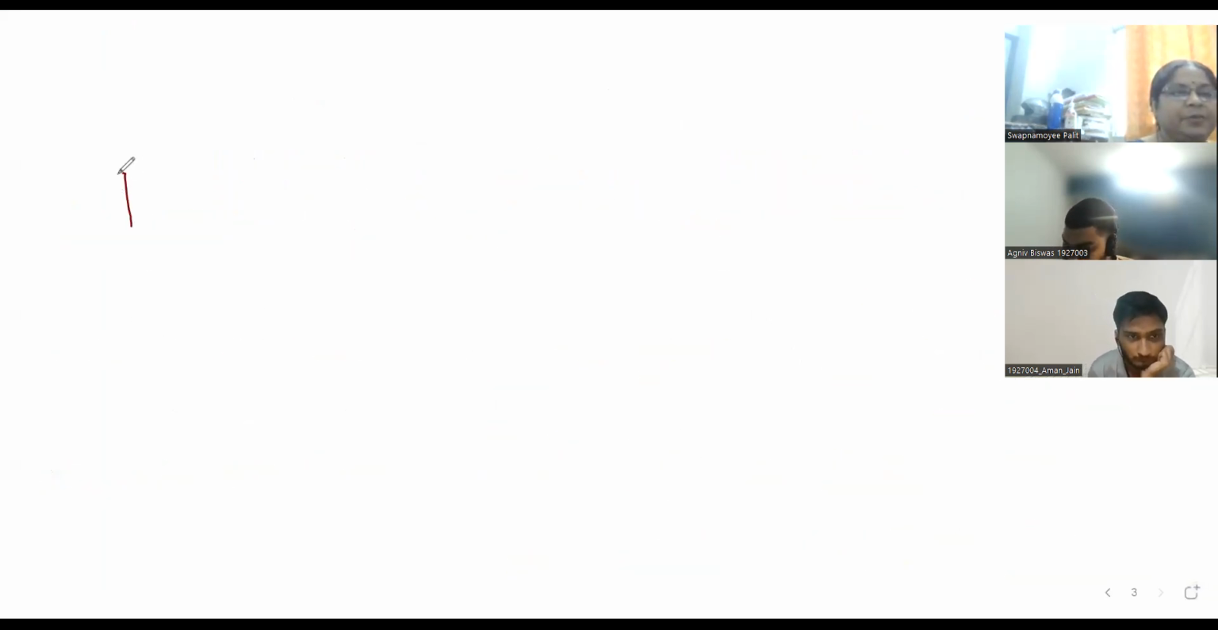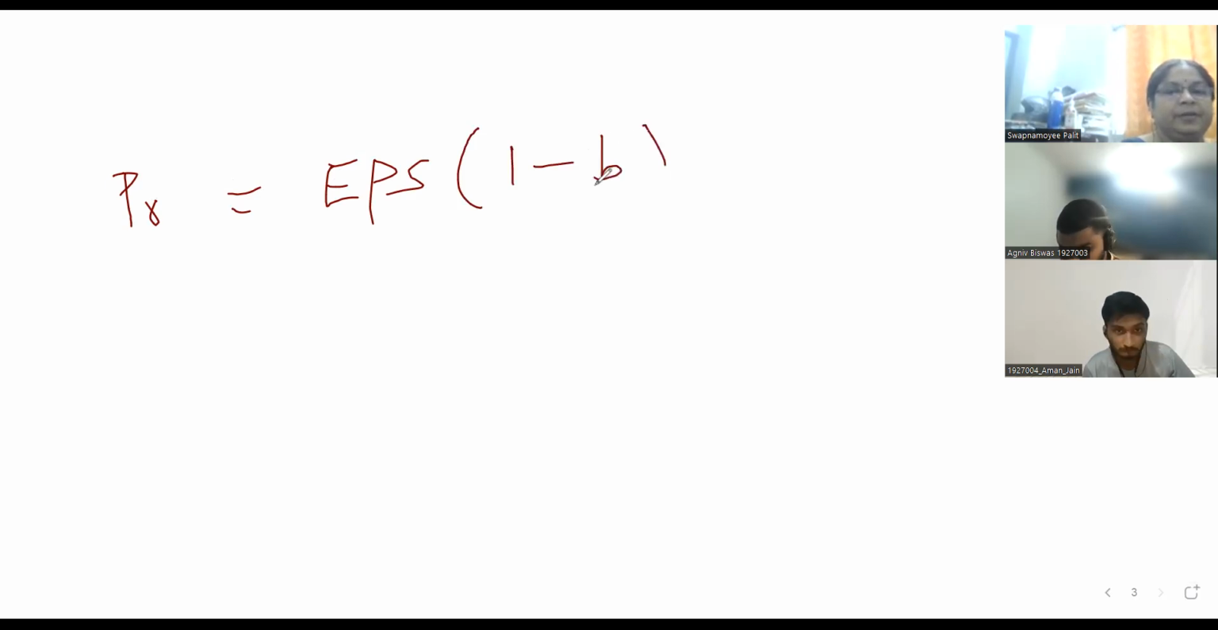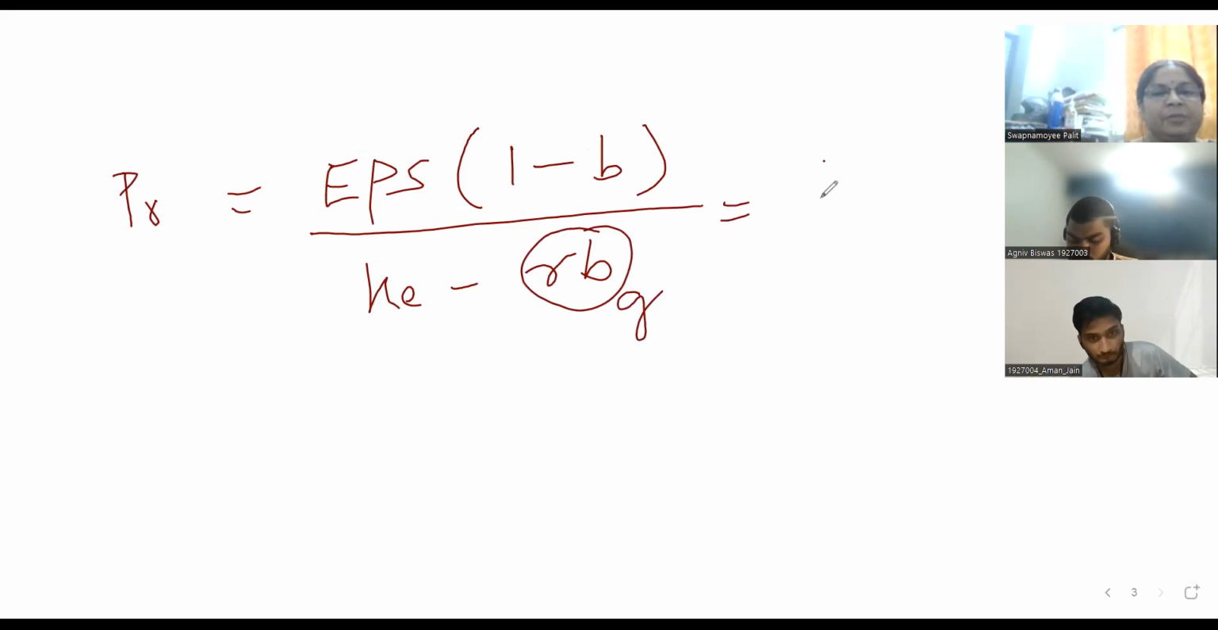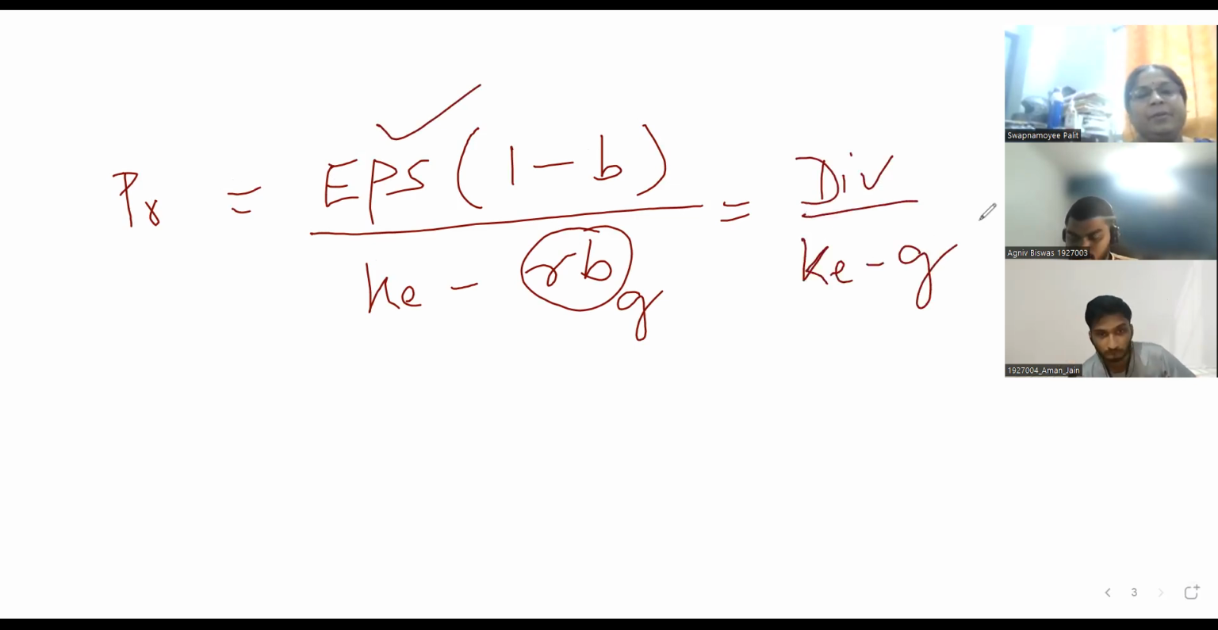In this case, your P0 will be earning per share in year one, then your distribution ratio, then your opportunity cost minus the growth rate. Your growth rate is r into b, or it is simply your g, remember. So you can write it simply as this. This is your dividend, it is the dividend it is giving. And this is your Ke, opportunity cost minus growth rate, because this whole thing is your dividend. Earning per share into whatever is given out is your dividend.